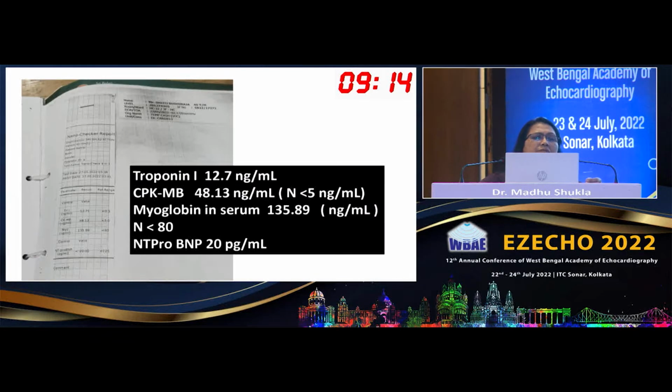These are the reports which he carried. Troponin was raised, 12.7 nanogram per ml, and CPK-MB was 48.13 nanogram per ml, and myoglobin in serum 135.89 nanogram per ml. NT-proBNP was 20 picogram per ml.